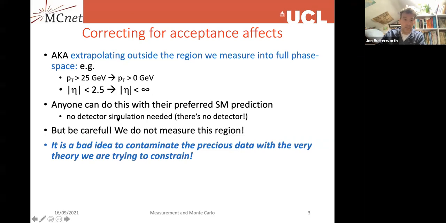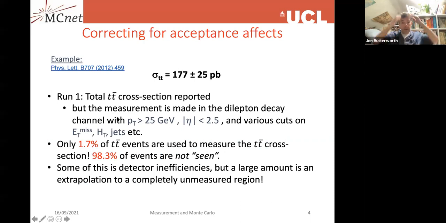So, just to give a concrete example, in this paper we claim to measure the total t t-bar cross section to be 177 picobarns in Run 1. So this is 7 TeV data. That's the headline number there, the sigma t t-bar. But if you dig into the paper and see what was done, the measurement was made in the dilepton decay channel. So you're requiring that both tops decay to W's, which decay to leptons, electrons or muons, basically.